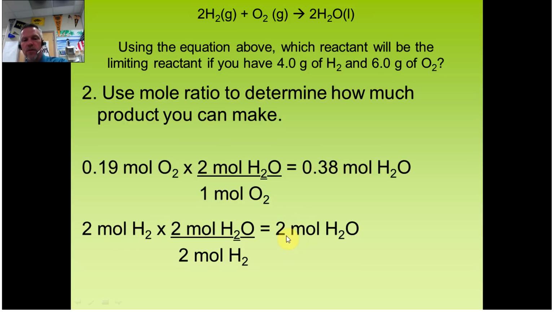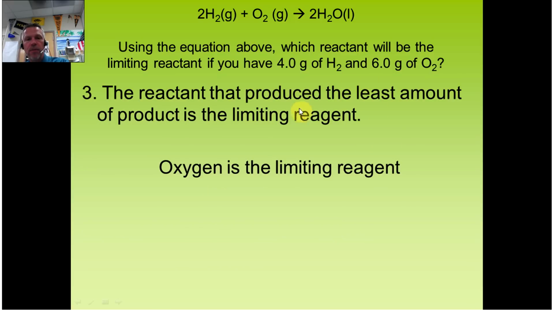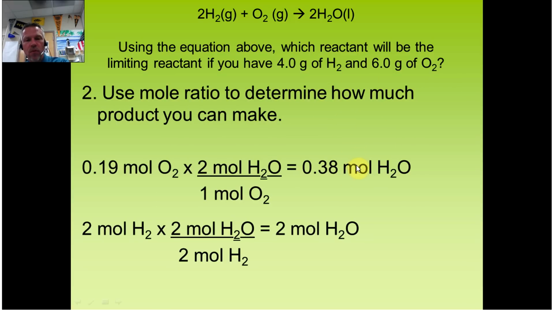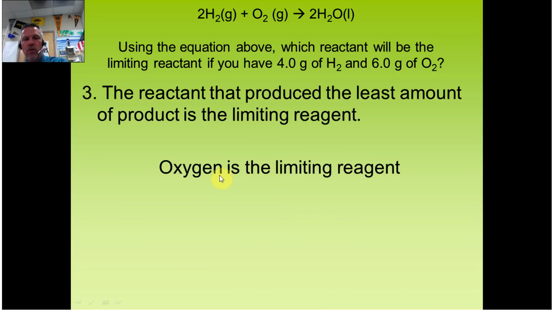So if we were starting with 4 grams of hydrogen and 6 grams of oxygen, our calculations show us that the oxygen will run out first, and we will only be able to produce 0.38 moles of water, whereas the hydrogen is still available because we could have produced as much as 2 moles of water. So oxygen is our limiting reagent, because that's the one that would run out first. All right, we're going to see lots more examples on how to practice this in the worksheet that we do in class tomorrow. All right, so let's move on to our next step.